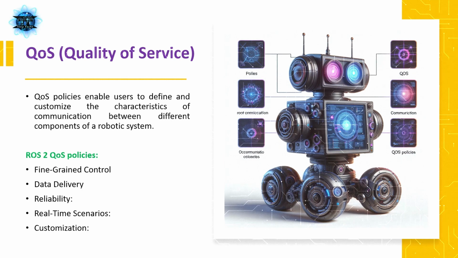And coming to the second policy, data delivery. Think of it like making sure that messages between the robots are reliable and show up on time. It's crucial, especially when robots need to talk or work together without missing any important messages.